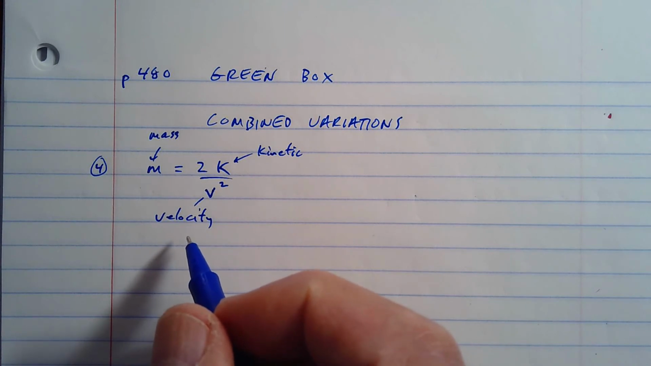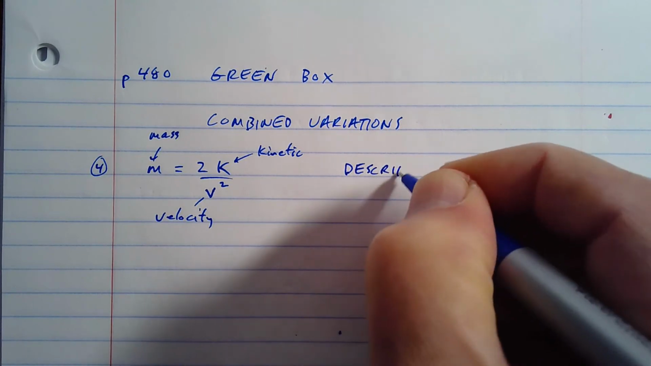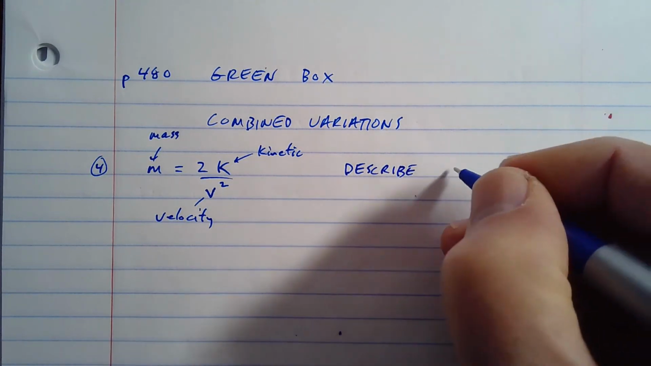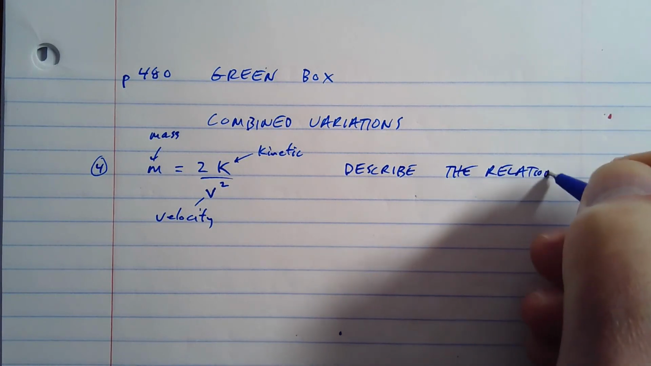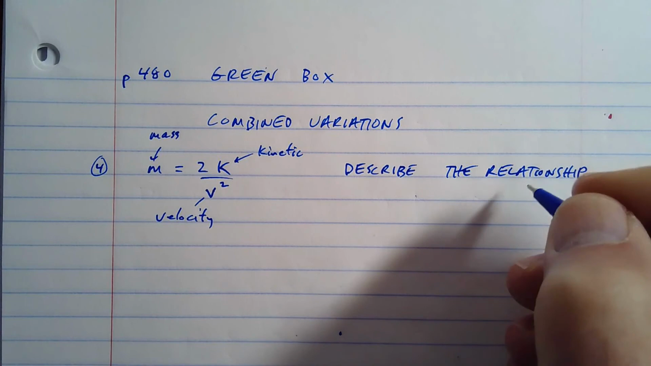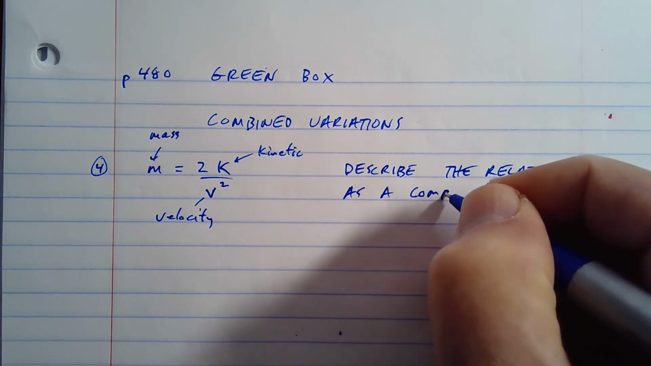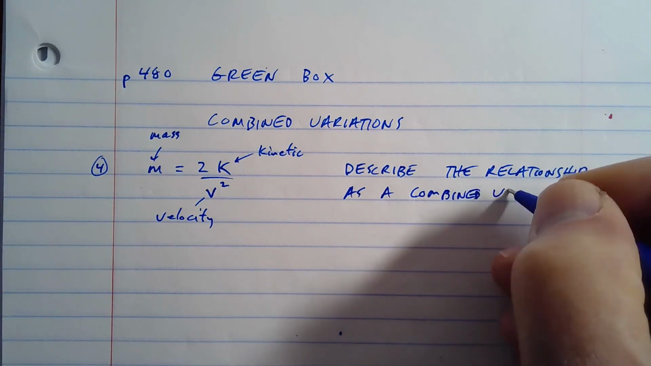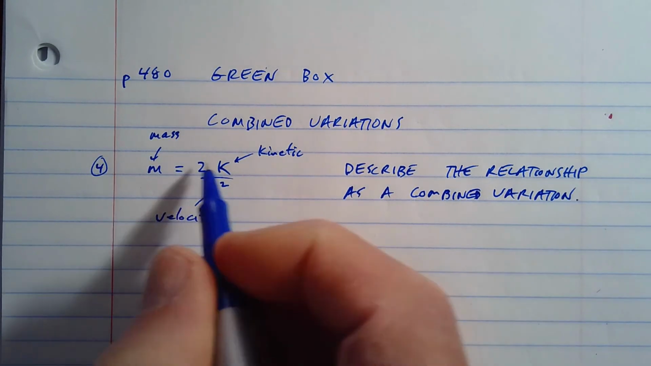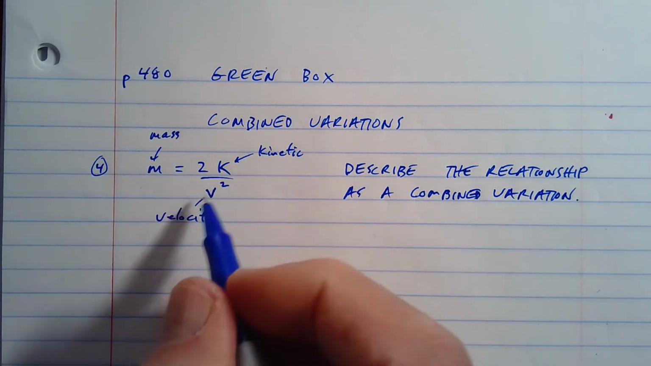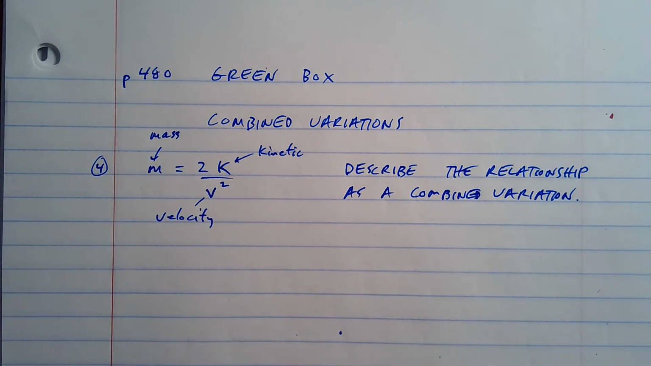And then they're asking to describe, so this is how the problem would be asked of you. Describe the relationship as a combined variation. Basically, it's asking us to use words to describe this relationship between the mass of the moving object and the kinetic energy and velocity that occurs.